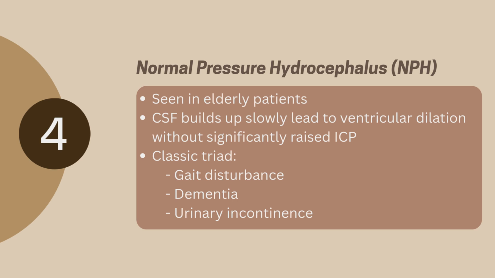It is commonly seen in the elderly population. In this type, the CSF builds up slowly, leading to ventricular dilation without significantly raising the intracranial pressure. The classic triad includes gait disturbance, dementia, and urinary incontinence.